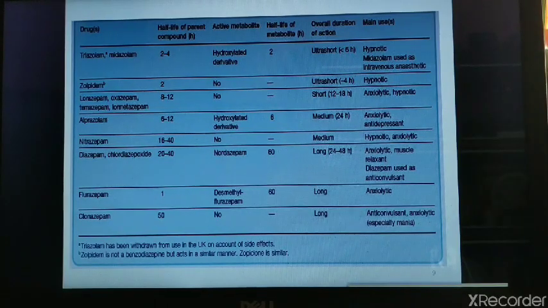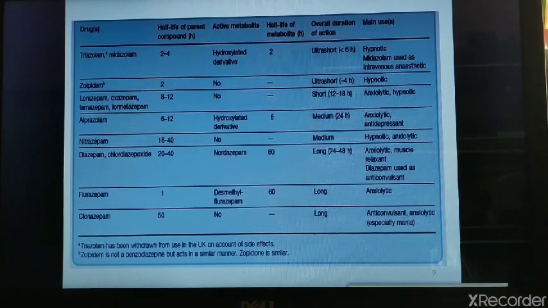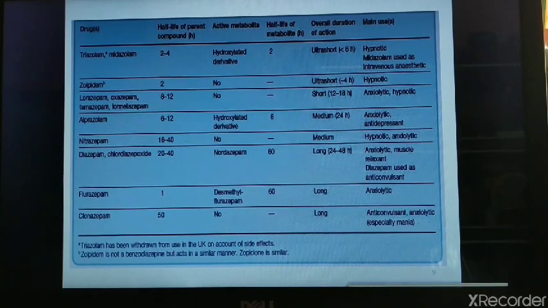Now, in this chart, the various types of benzodiazepines are given depending upon the duration of action. Depending upon the duration of action, they can be classified into ultra short acting, short acting, medium acting and long acting benzodiazepines. The ultra short ones are midazolam and zolpidem, though zolpidem is not a benzodiazepine but acts in a similar manner. We will study zolpidem later also.